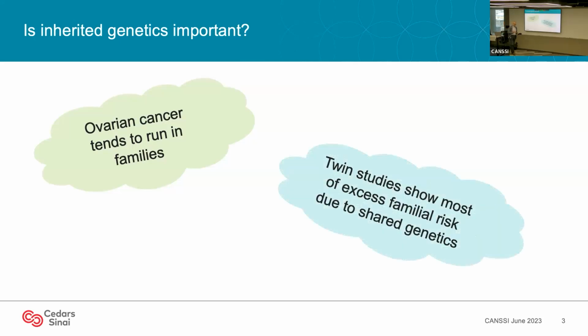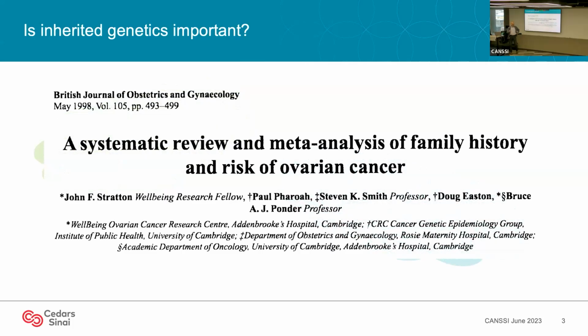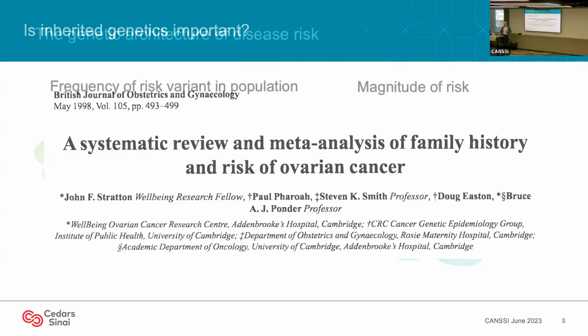Twin studies, like for most other cancers, have told us that most of the heritable component of disease risk is due to shared genetics rather than shared environment within families, although shared environment is important. Early on in my PhD, I did a meta-analysis looking at the familial risk of ovarian cancer. Like most cancers, if you've got a first-degree relative with that cancer, you're at increased risk. For ovarian cancer, the familial relative risk is approximately 3, a little bit bigger if you're younger or if your relatives are affected at a younger age, and a little bit smaller if you're older or your relatives are affected at an older age.